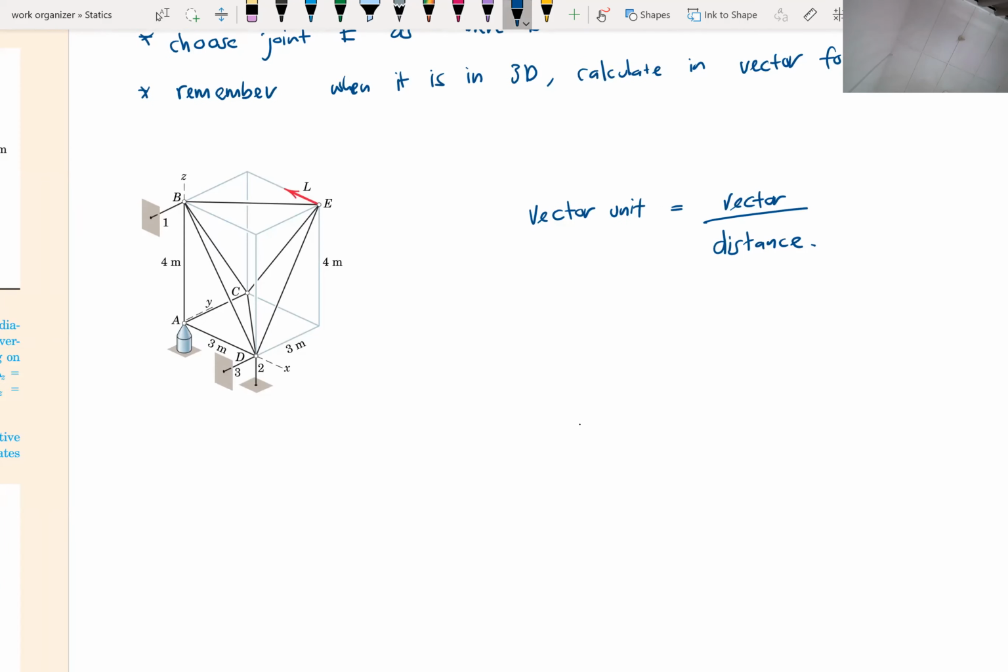So for FEB, where is FEB? First we just assume it is going outward. So this is FEB, this is FEC, and this is FED.